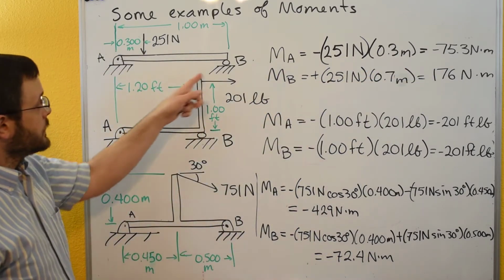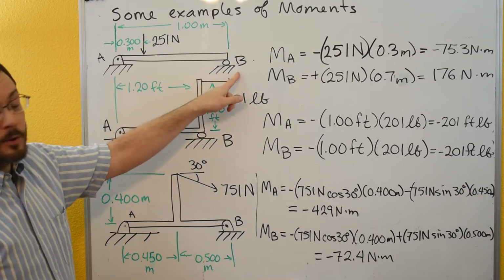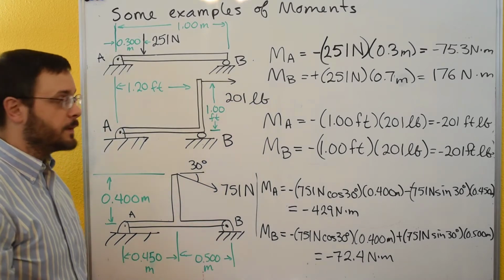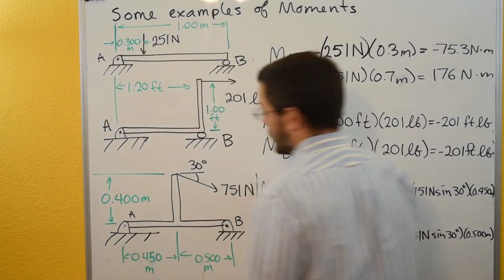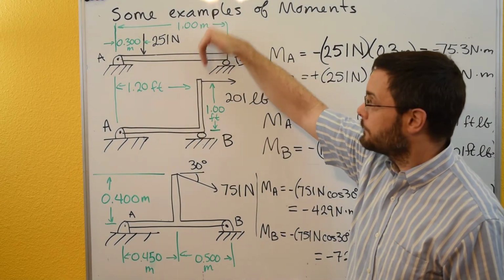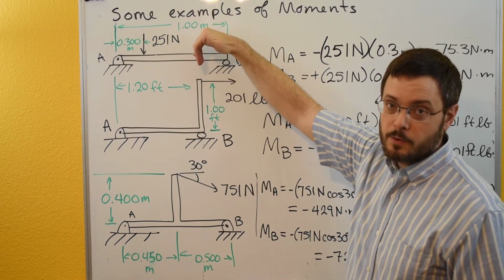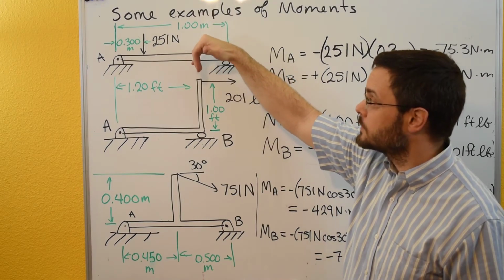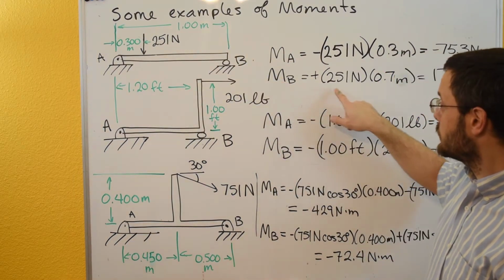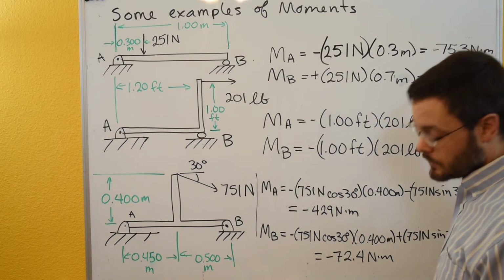If we want to calculate the same moment generated by the force, but about a different point, we could pick B. And then in this case, we have to figure out the sign as well. So over here at B, if we make our thumb go in the positive direction, then our fingers here are going in the same direction as the 251 newtons. So this is a positive moment. So the moment about B is positive. 251 newtons times 0.7 meters gives us 167 newton meters.